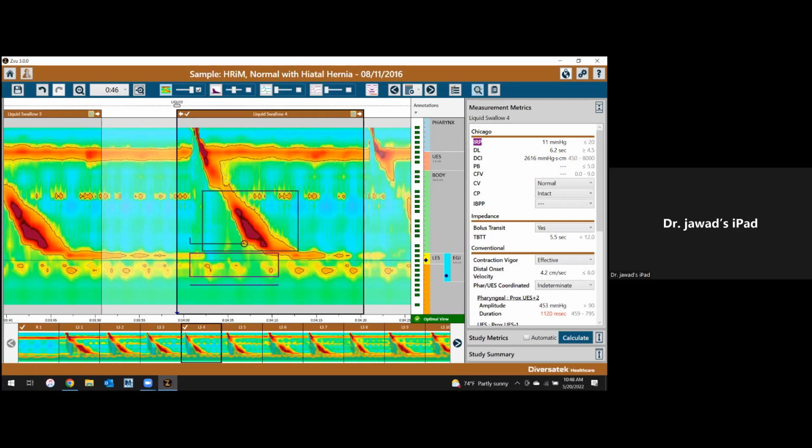So the distal latency is the point that differentiates vigorous achalasia or gastroesophageal outlet obstruction from achalasia.